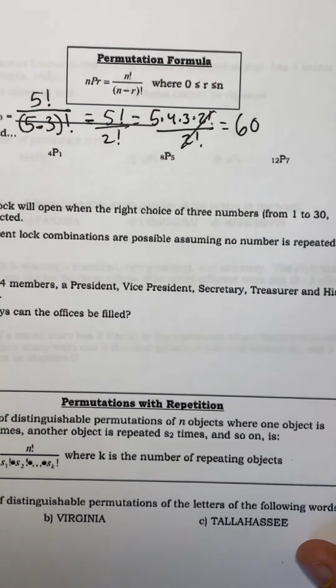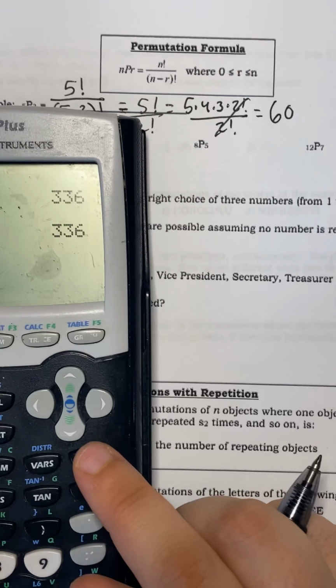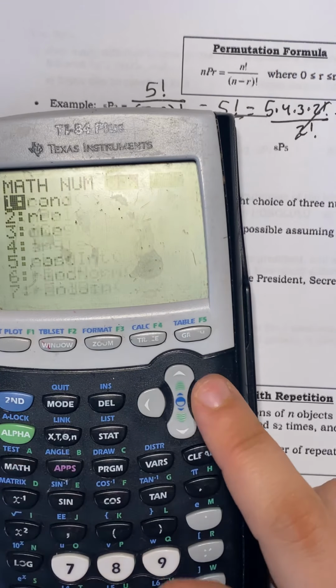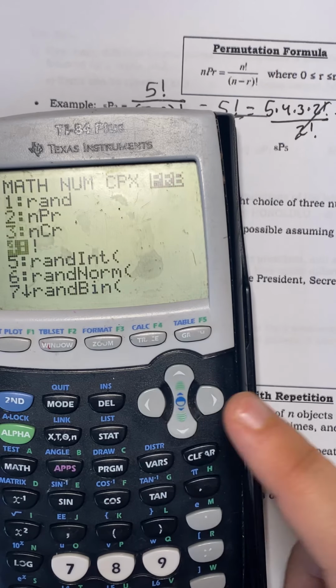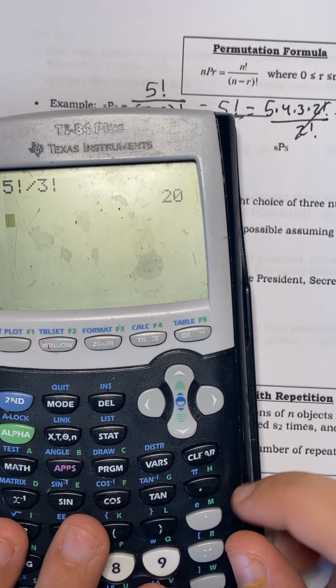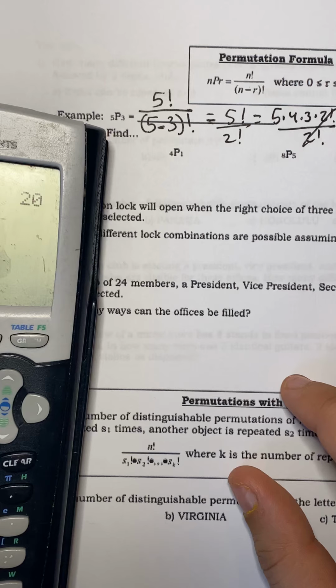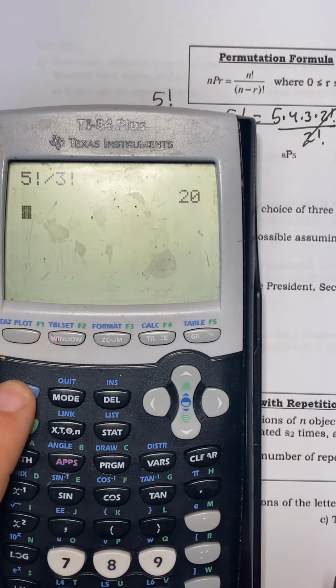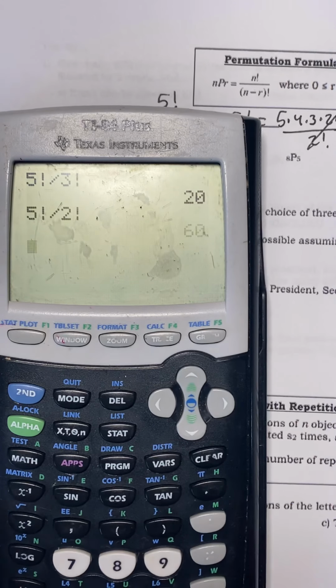Okay, or you can just do the same thing we did here. 5 factorial over 3 factorial. And that gives you 20. Wait, 5 times 4. Oh, I typed in 3 instead of 2. My bad. There we go, 60.